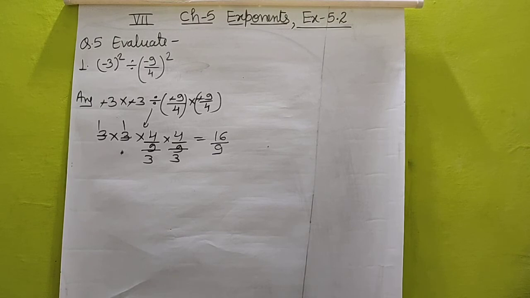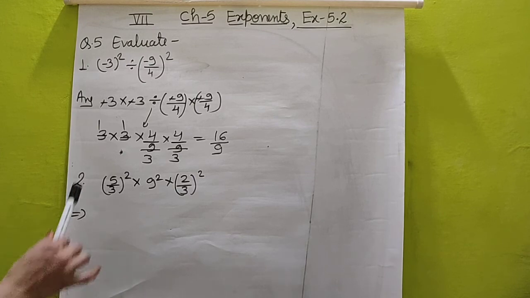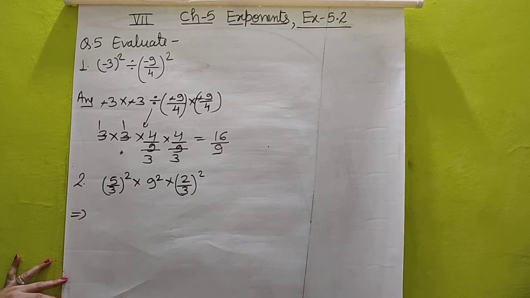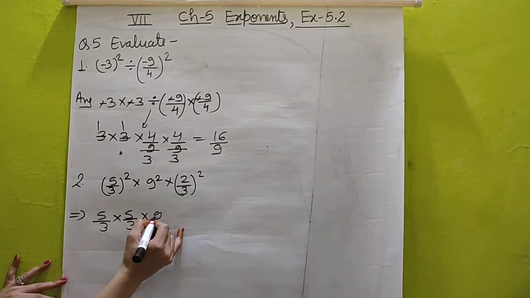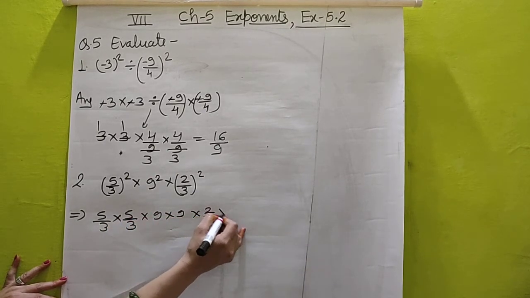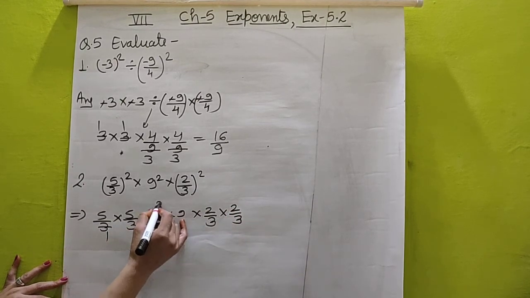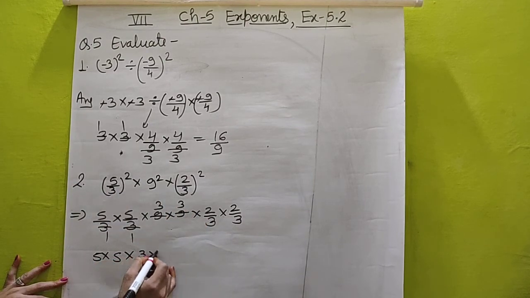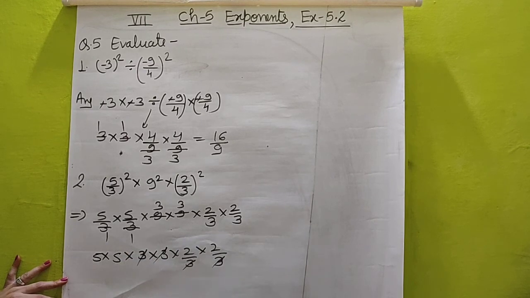Now the next part of question number 5. In the next part, (5/3)^2 multiplied by (9)^2 multiplied by (2/3)^2. Now 5/3 multiplied by 5/3, then 9 multiplied by 9, then 2/3 multiplied by 2/3 will come. Now again we will use the cutting method. 3 ones are 3, 3 threes are 9, 3 ones are 3, 3 threes are 9. Then 5 multiplied by 5, multiplied by 3, multiplied by 3, multiplied by 2, multiplied by 2, and downside 3 and 3. Now this 3 we can cut with the 3, this 3 we can cut with the 3.